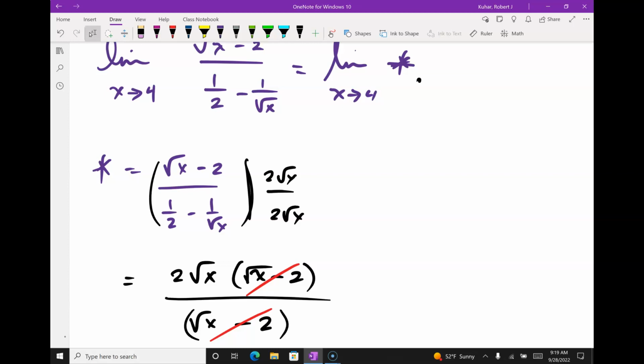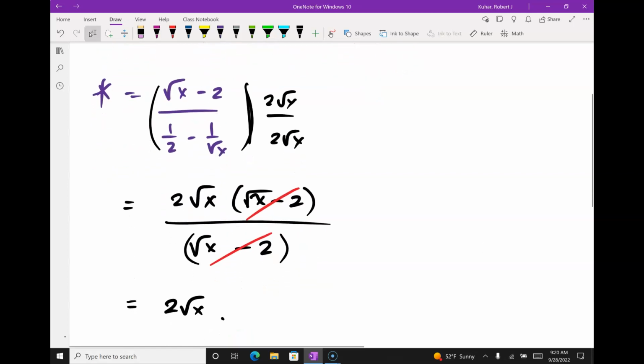And so I use 2 square roots of x as my LCD. I multiply the numerator by that and the denominator by it. The denominator is the one that has purpose. That's the one that's going to clear fractions. So I don't want to distribute anything if I don't have to. So I multiply 2 rad x times quantity square root of x minus 2. And then downstairs, I skipped a step here.